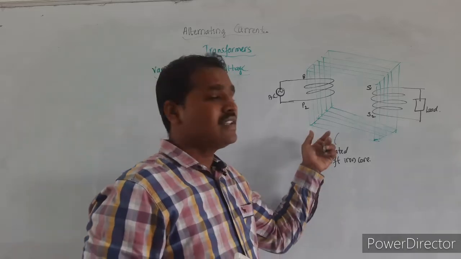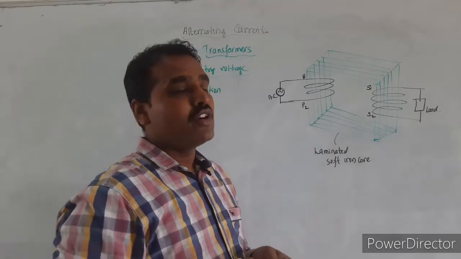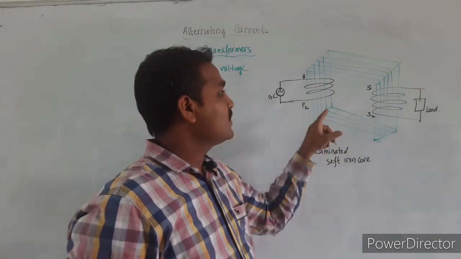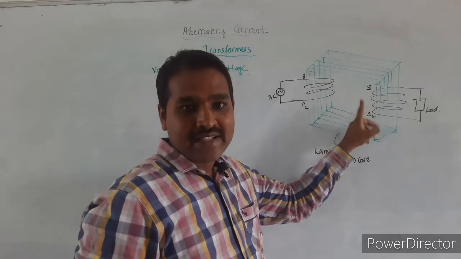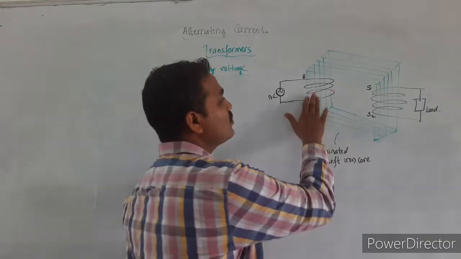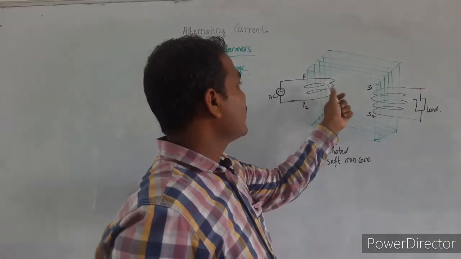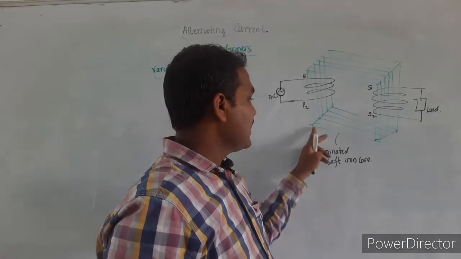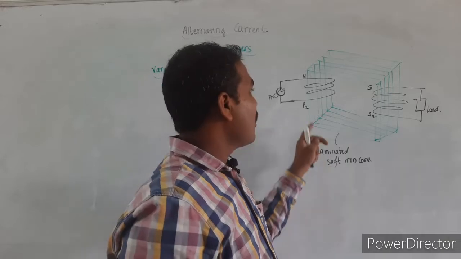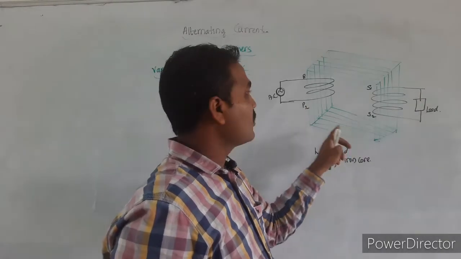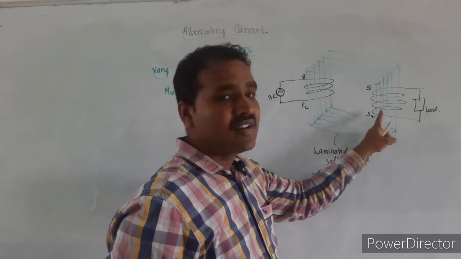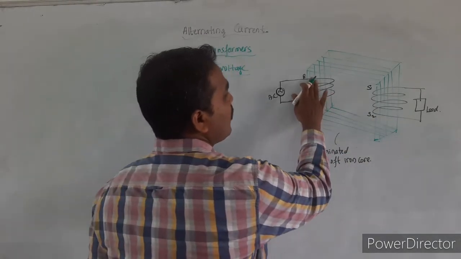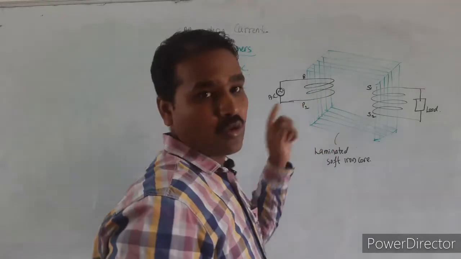Basically, the transformer consists of two insulated coils, P1, P2 and S1, S2. This is the primary coil and this is the secondary coil. These two coils are wound over two different limbs of the same iron core. We are considering a laminated soft iron core. There is insulation between these coils as well as the iron core.